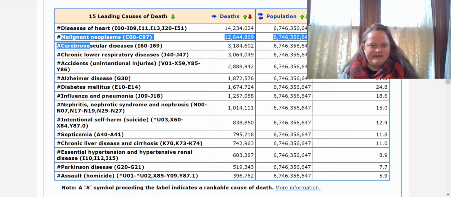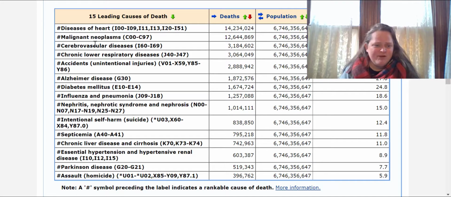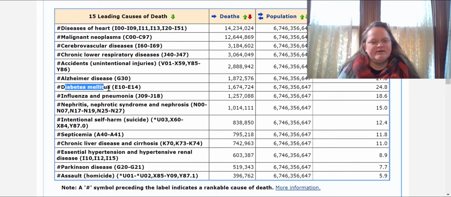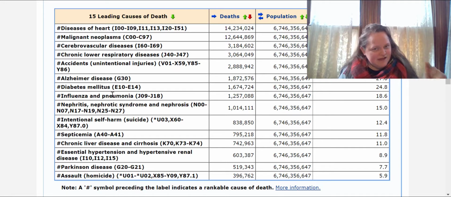The next one is malignant neoplasms, which is cancer. Okay, cerebrovascular diseases, which is primarily stroke. Chronic lower respiratory diseases. Okay, so stuff in the lungs, can't breathe, have problems. Accidents, unintentional injuries. Unfortunately, this is a huge category as car crashes, old people falling down, drug overdoses that were unintentional, not suicide, etc. Next is Alzheimer's. Then we have diabetes. Then flu and pneumonia. This is not COVID. COVID has its own code. We'll see that in a moment.